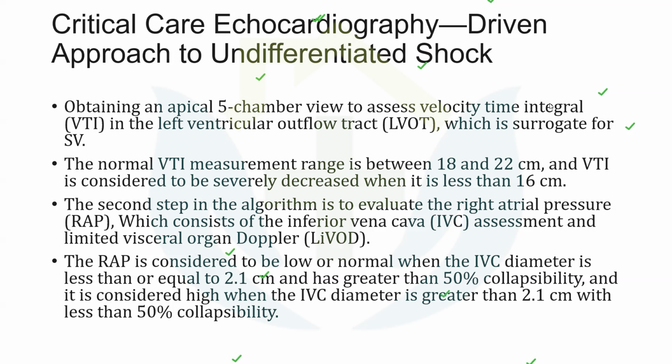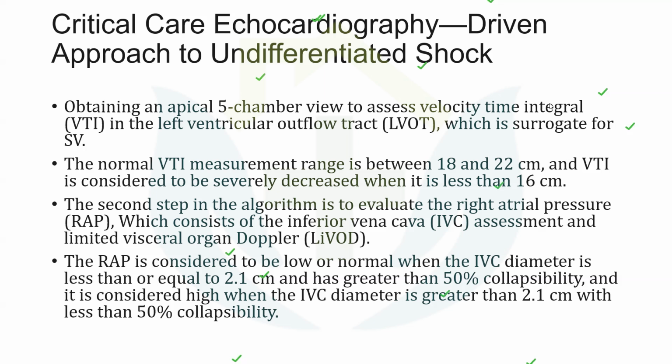So first we have to obtain an apical five chamber view to assess the velocity time integral in the left ventricular outflow tract, which is a surrogate for stroke volume. So VTI means stroke volume. The normal VTI measurement range is 18 to 22. VTI is severely decreased when it is less than 16. So VTI less than 16 means there is a low stroke volume. This is the first step.